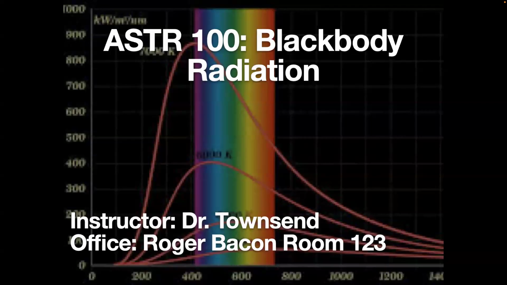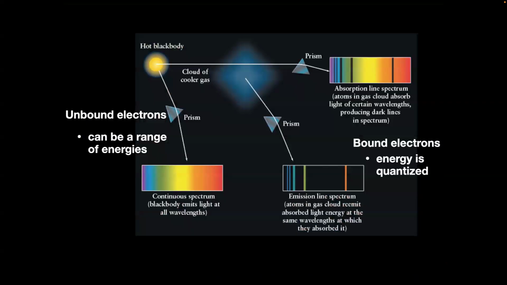All right, we are going to continue our discussion of light by talking about thermal radiation, the electromagnetic spectrum, and black body radiation. When you send white light through a prism, like light from the sun or from just a regular light bulb, you get a rainbow, right? You get this continuous spectrum.